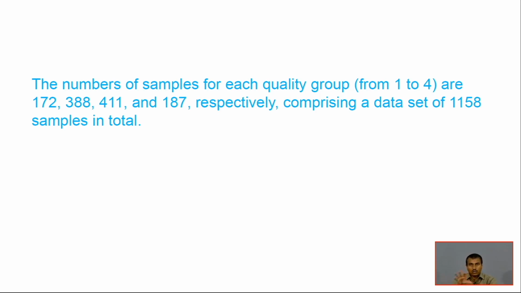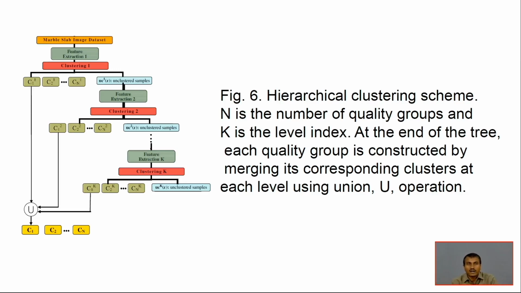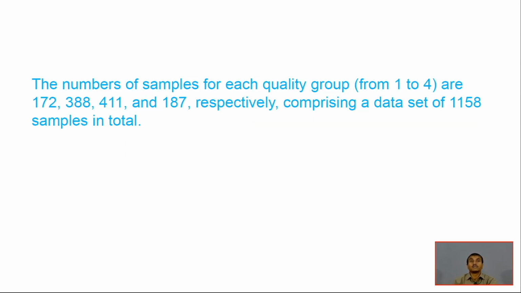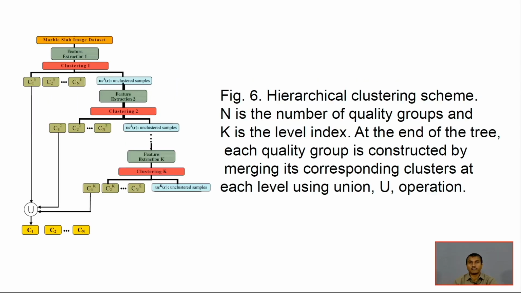Out of the whole setup, from a total sample of 1158, 172 images of group 1, 388 of group 2, 411 of group 3, and 187 of group 4 have been acquired and classified using this system. All of this is done without the interference of a human being. This is the hierarchical logic in the program that has been set in the computer, and the computer finally classifies the image into different categories, and this is the result we have seen.